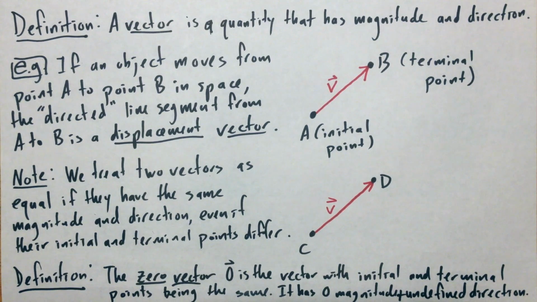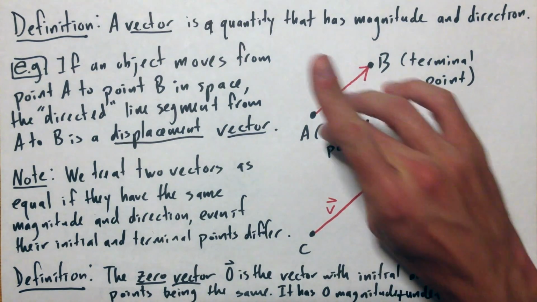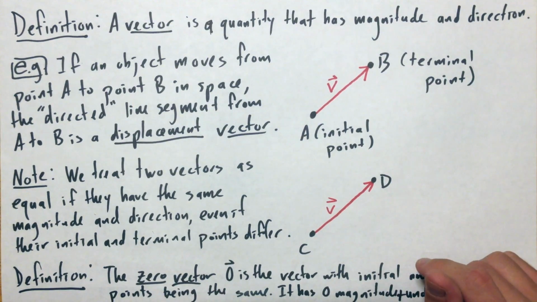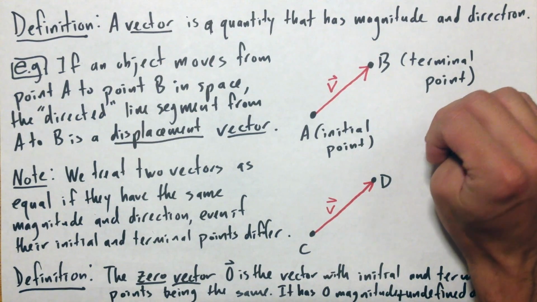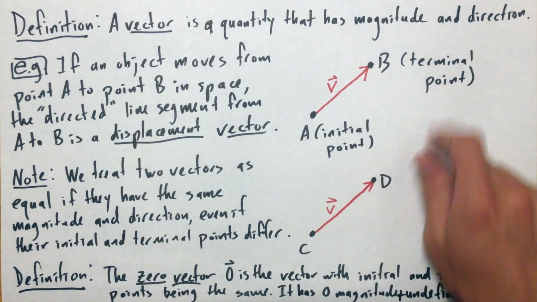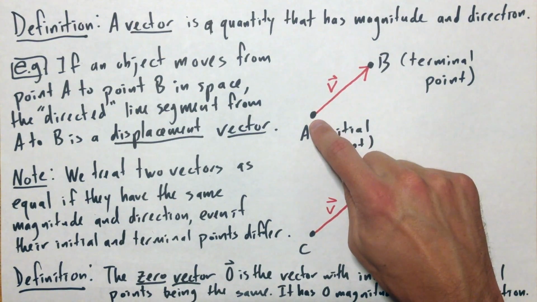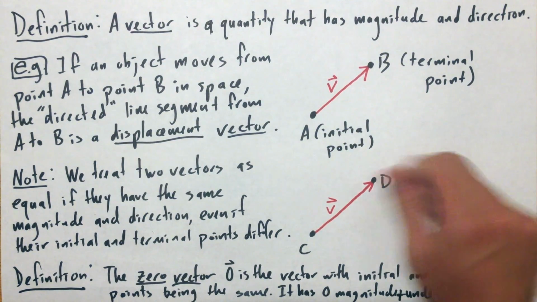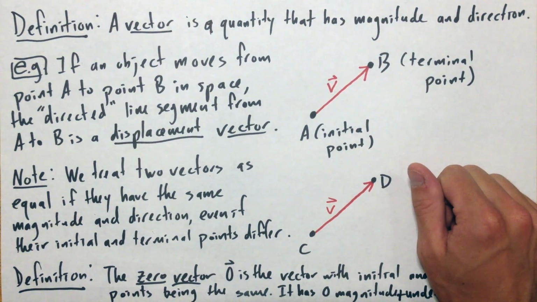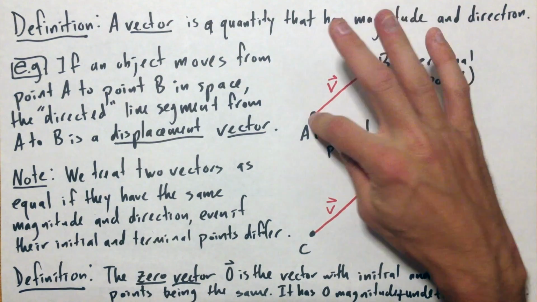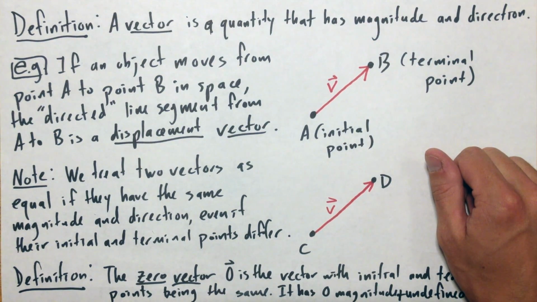All right, so a very common example of a vector is something called a displacement vector. Now, if an object moves from point A to point B in space, the quote-unquote directed line segment from A to B is called a displacement vector. A is the initial point, B is the terminal point, and the vector is this arrow drawn from A to B. When I say directed, what I mean is that it matters that I'm starting at A and ending at B. If I were to look at the vector starting at B and ending at A, swapping the initial and terminal points, I would not be left with the same vector.